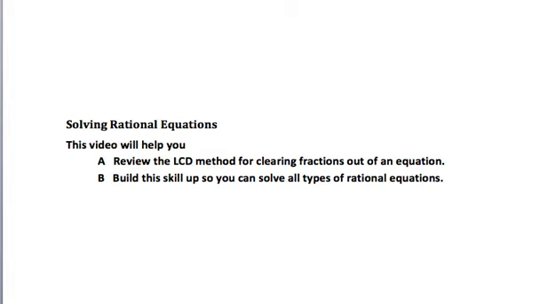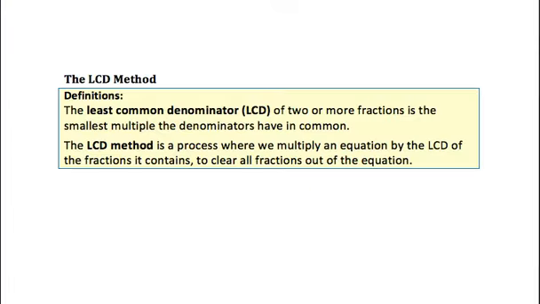Solving rational equations. This video will help you review the LCD method for clearing fractions out of an equation, and then build this skill up so you can solve all types of rational equations. Reviewing the LCD method. Let's take a look at some definitions.